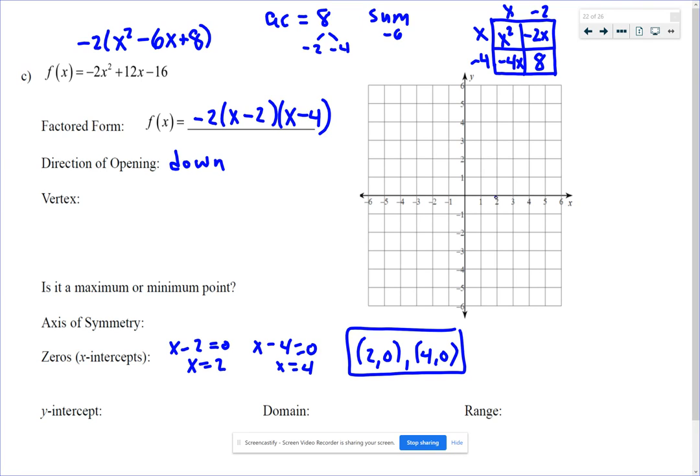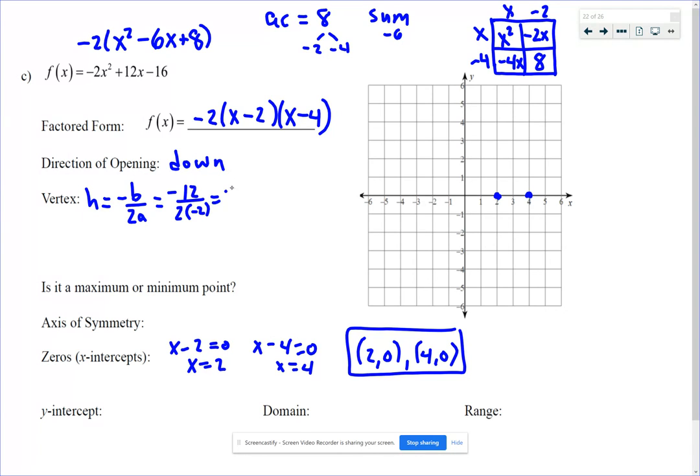Now, if I put those on my graph, 2 and 4, what number's halfway in between? 3, right? So our axis of symmetry would be x equals 3. Okay, if you don't like that method, you've got the standard form. You can do h equals negative b over 2a. Right, we've got options. Options are good.